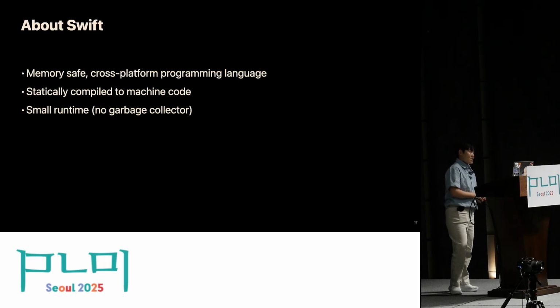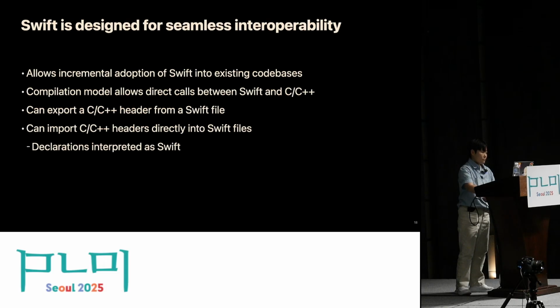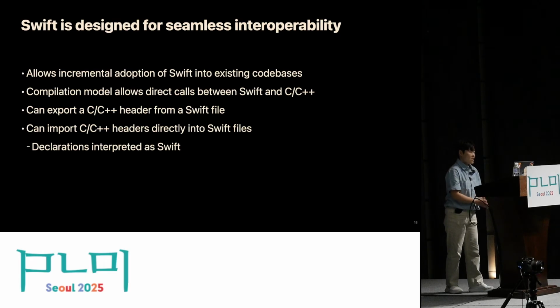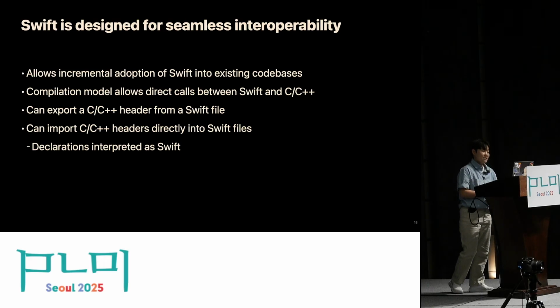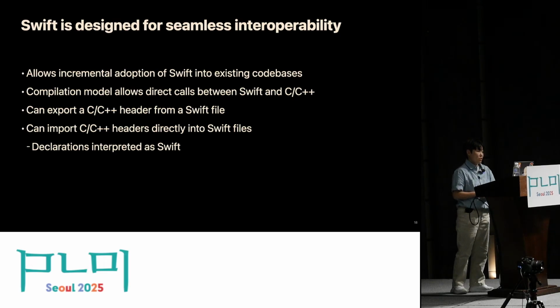Swift is a memory-safe and cross-platform programming language. It's statically compiled and has a small runtime, so it provides good performance for systems programming. Swift is designed to support incremental adoption in existing C or C++ code bases. Its compilation model allows direct calls between Swift and C or C++.